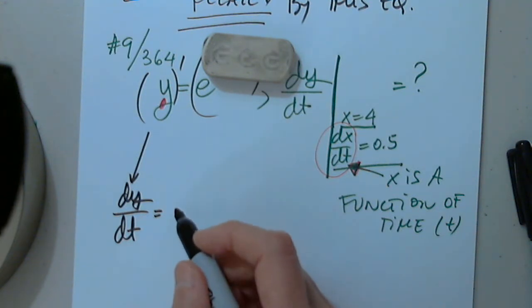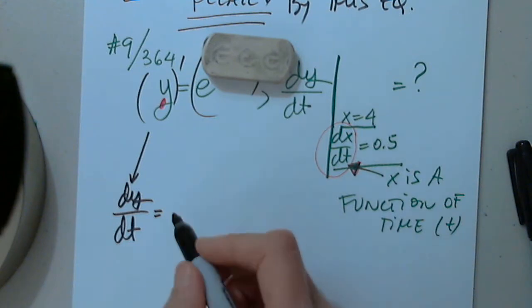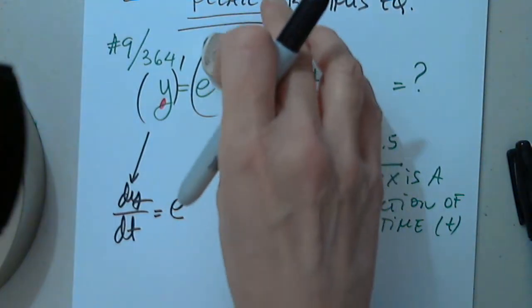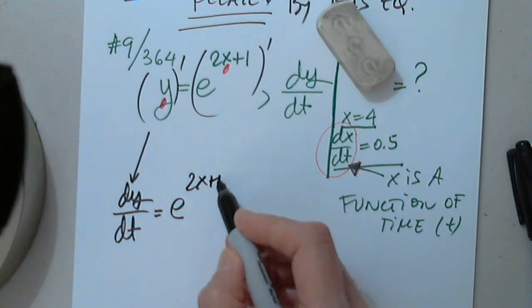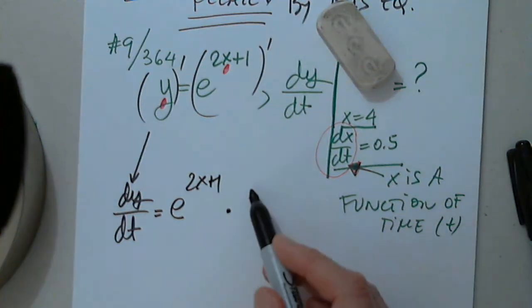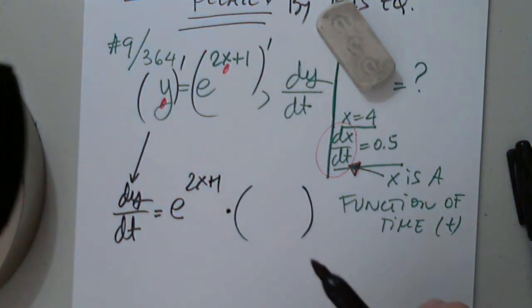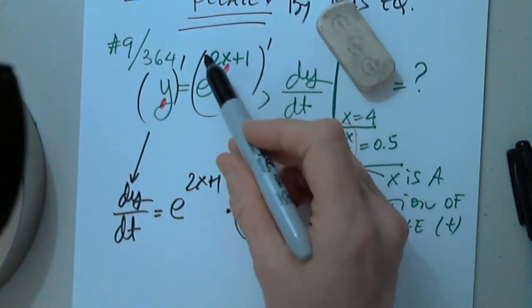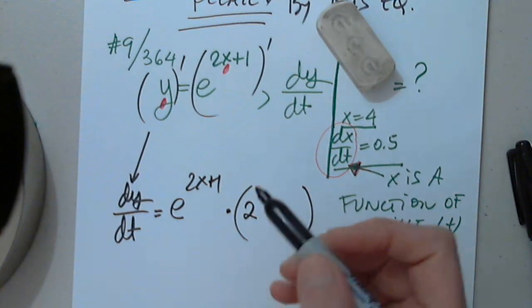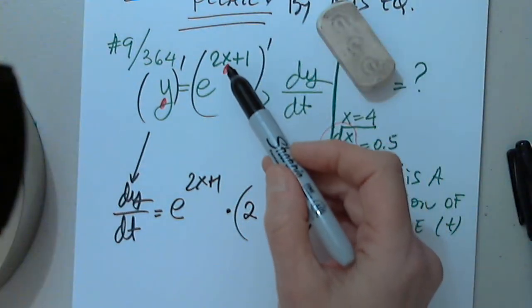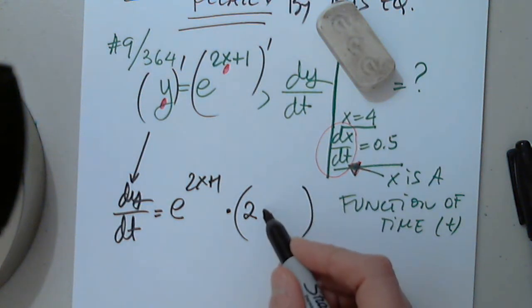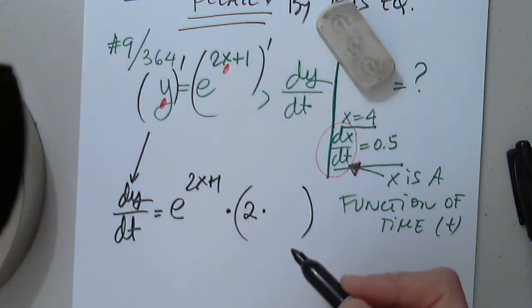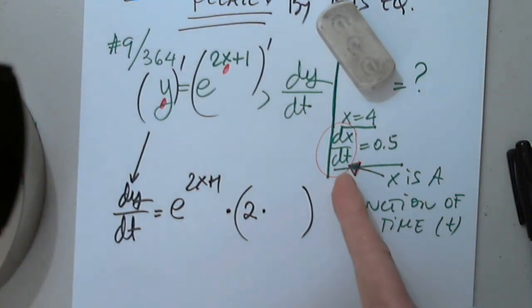The function plus f of x prime. So we have e to the function, which is 2x plus 1, multiplied by the inner function prime. 2x is 2, 1 prime will be 0. But how do I write the derivative of x? It would be dx over dt. Brilliant, of course.